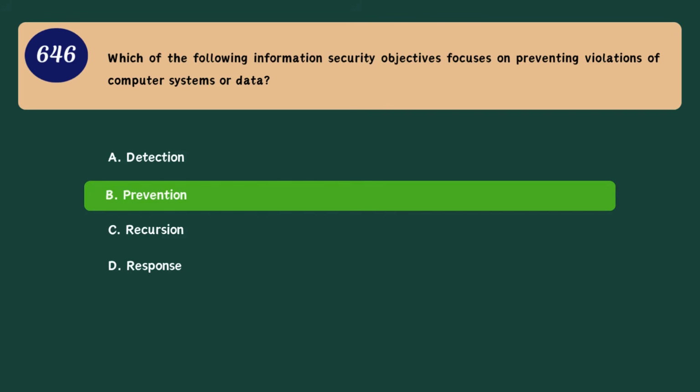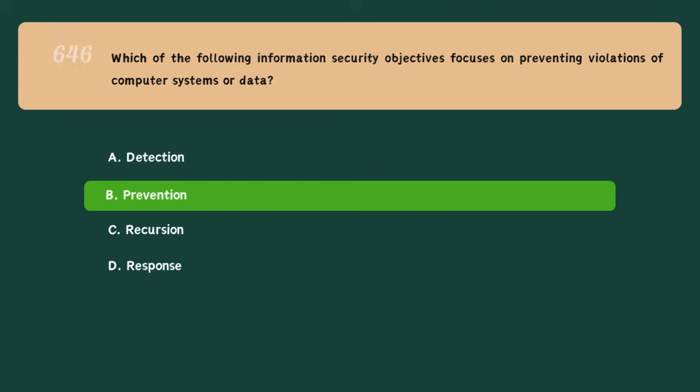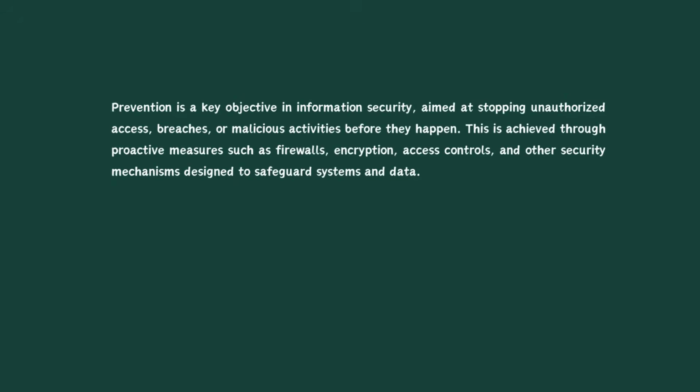Correct answer: B. Prevention. Prevention is a key objective in information security, aimed at stopping unauthorized access, breaches, or malicious activities before they happen. This is achieved through proactive measures such as firewalls, encryption, access controls, and other security mechanisms designed to safeguard systems and data.